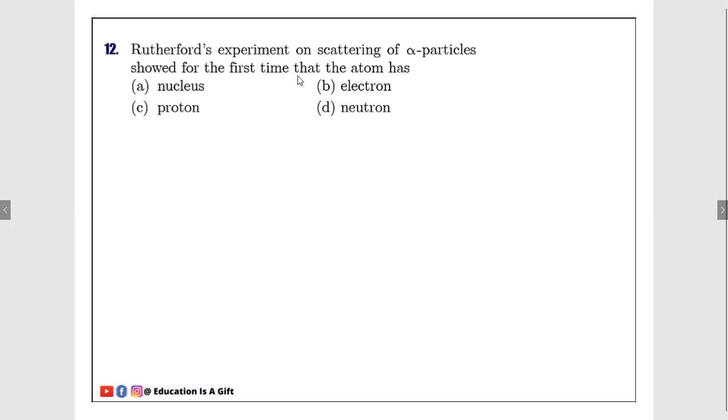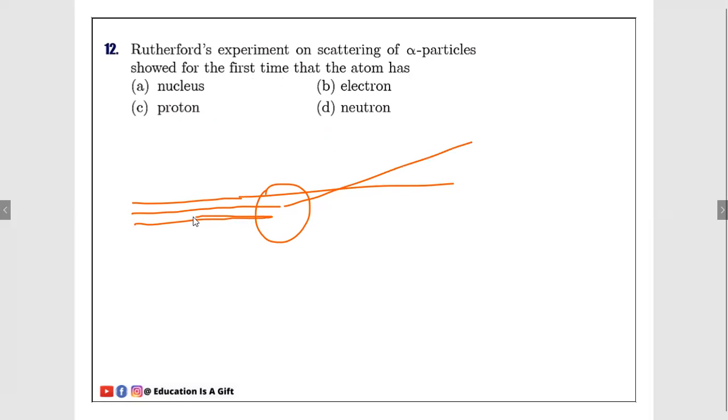Number 12, Rutherford's experiment on scattering of alpha ray particles showed for the first time that atom has... If you observe that atom, he has sent alpha rays. The first alpha ray has passed through the atom. The second alpha ray just got deviated. The third alpha ray got deviated exactly 180 degrees, and this one you can observe slight deviation, and if you pass another one, it may have slight deviation like this.